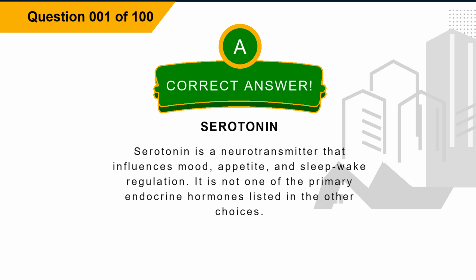Explanation. Serotonin is a neurotransmitter that influences mood, appetite, and sleep-wake regulation. It is not one of the primary endocrine hormones listed in the other choices.